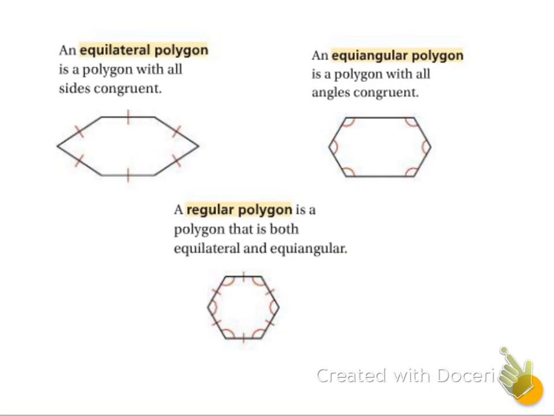Okay, we have equilateral polygon, so all the sides are equal, so we have congruent sides. Equal angular, it says angle in it, so it has all equal angles, and the big one in this is regular. It's both equilateral and equal angular. So whenever I say a regular polygon, it means all the sides are equal and all the angles are equal. So they should all be the same lengths and the same size.